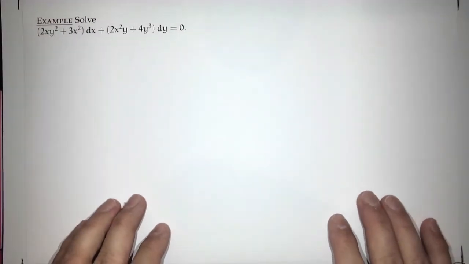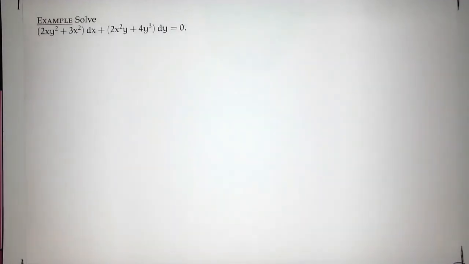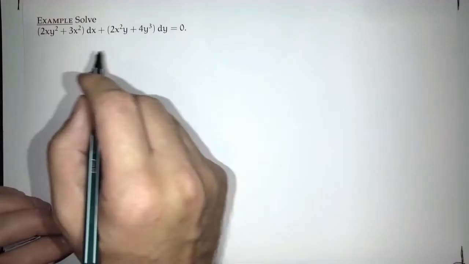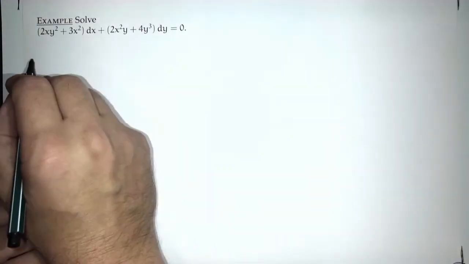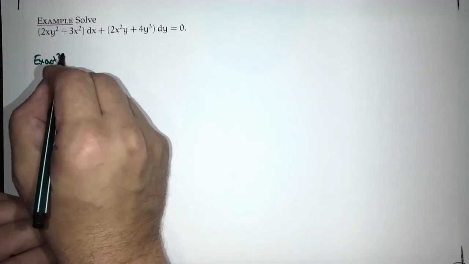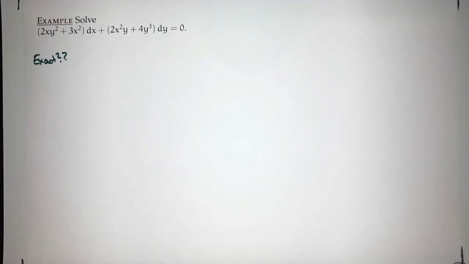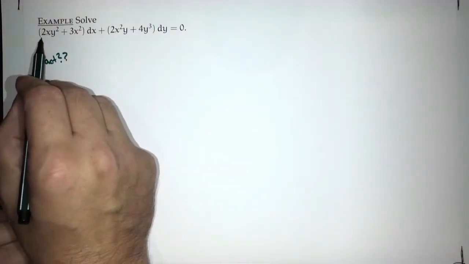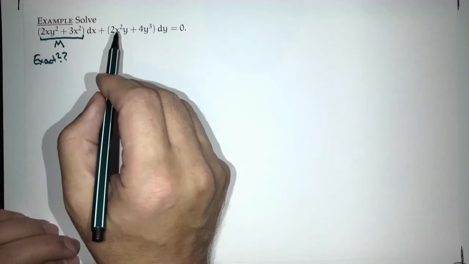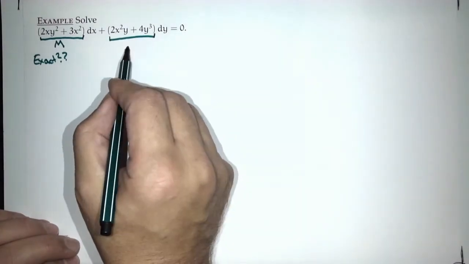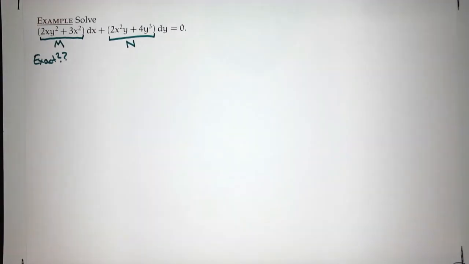Okay, so we're going to solve (2xy^2 + 3x^2) dx + (2x^2 y + 4y^3) dy = 0. We want to find a relationship here. What can we do? First, we might ask ourselves, is this exact? We can answer that. We look at what's attached to the dx and think of that as one function, M. What's attached to the dy, we think of as the other function, N. And now, what's the test?